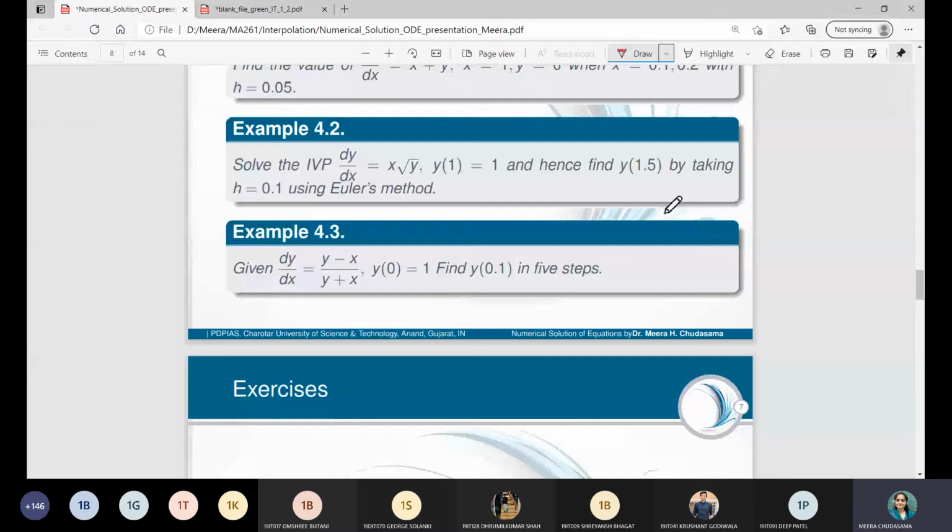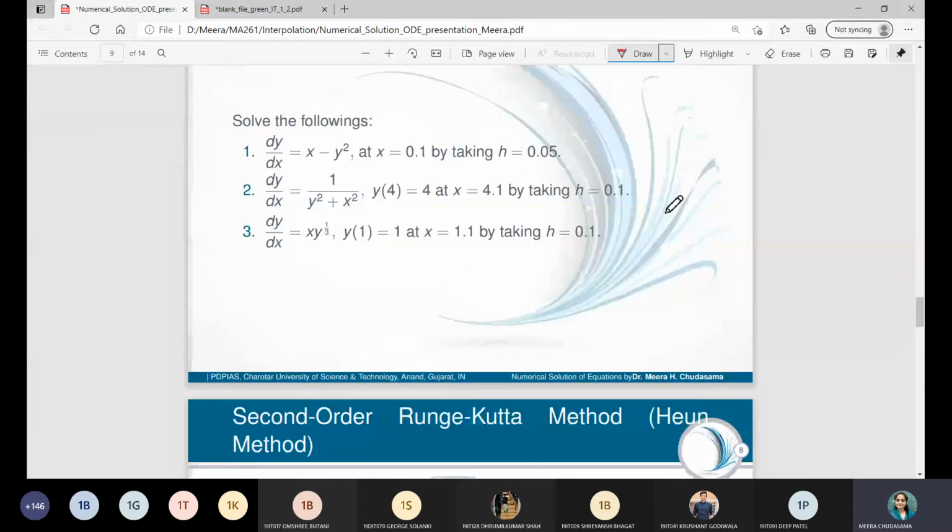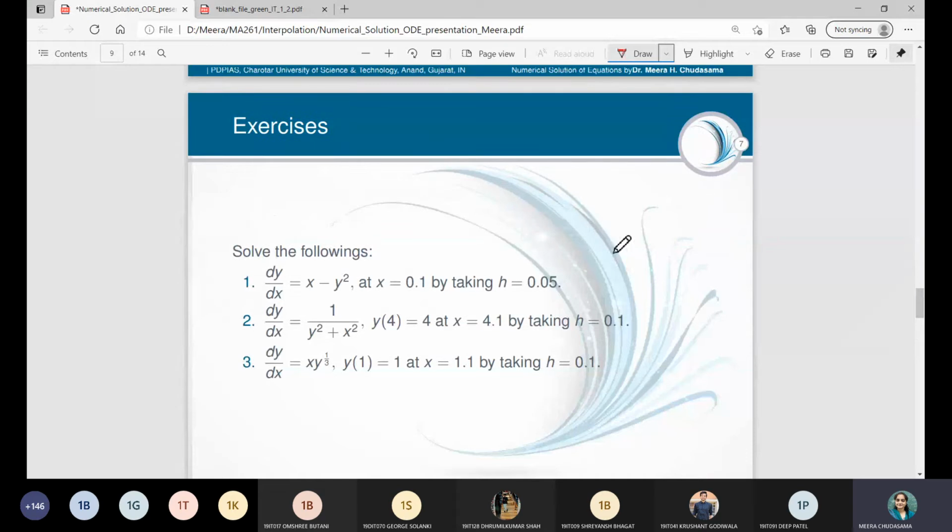The exercise examples are given at the last, right? That you can solve. These are the exercises. You can take a screenshot of it so that you can practice. In all these cases, h is already given, so there is no such issue.